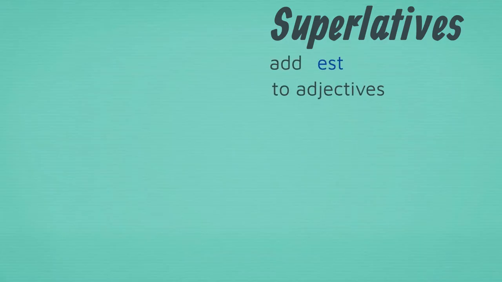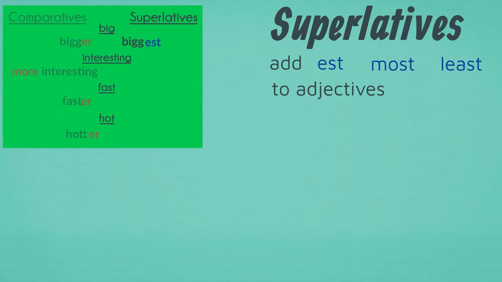Now let's move on to superlative adjectives. To form superlatives, we add est to adjectives, or the words most or least. Big, biggest. Interesting, most interesting. Fast, fastest. Hot, hottest.